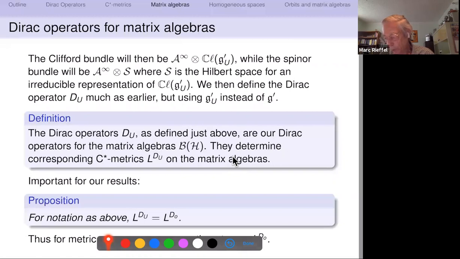However, important for our proofs, I should say, is that with the notation as above, the semi-norm that you get in this way agrees with the semi-norm that you get from the crude Dirac operator that I defined earlier. That crude Dirac operator does in a certain sense see that a representation may not be faithful and so on.